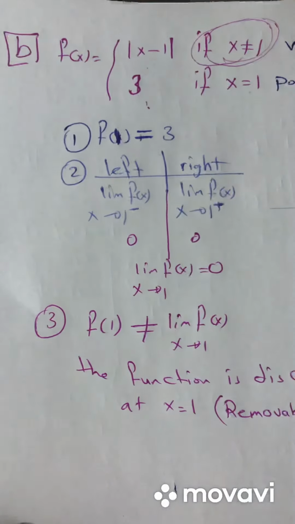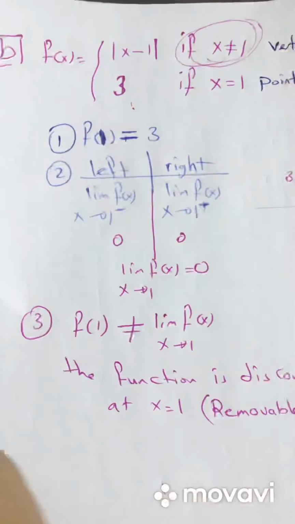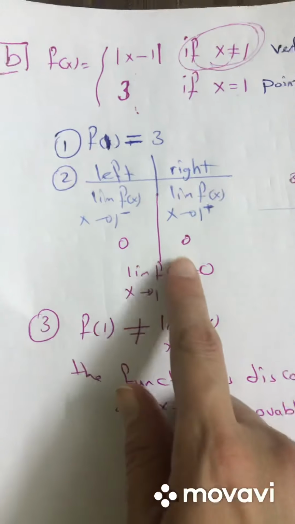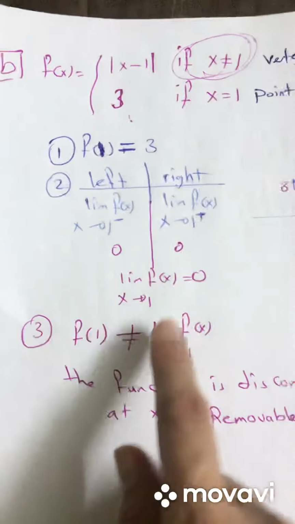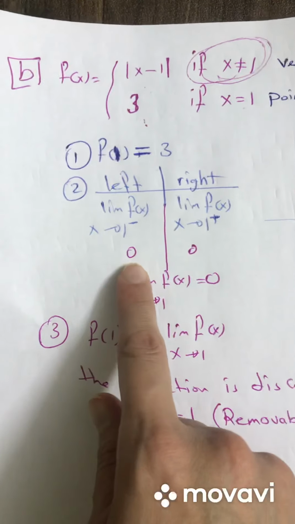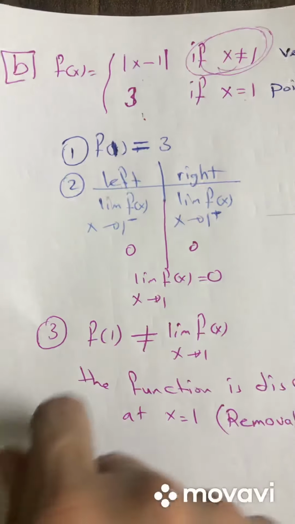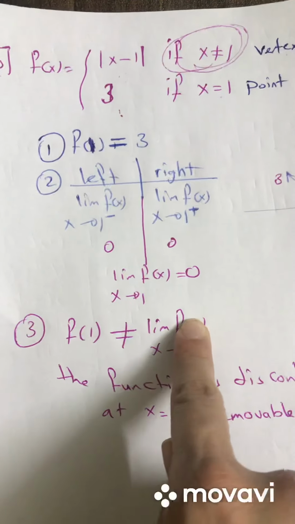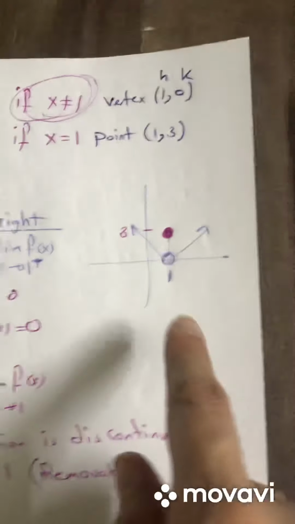Perfect. Now, approaches from left and approaches from right. What is the answer when I substitute over here? It's 1 minus 1, which is a 0, and 1 minus 1, which is a 0, the same thing. So the answer is 0 for the limit. And these are not equal. So basically, this function is discontinuous.